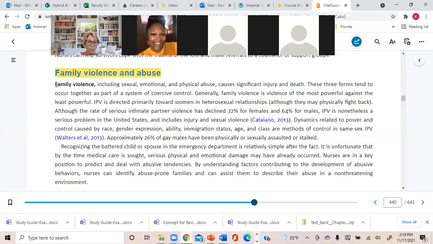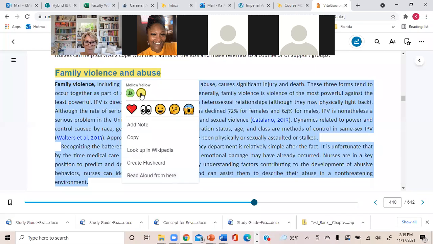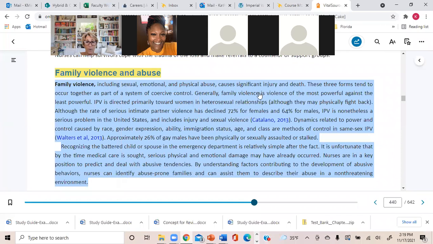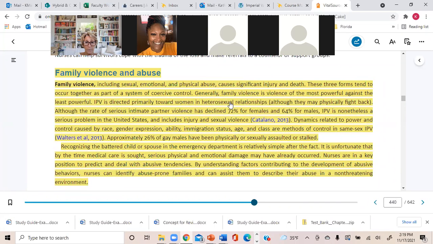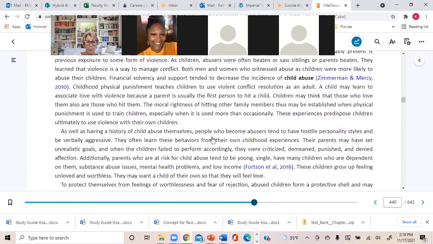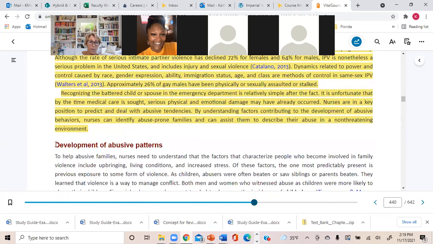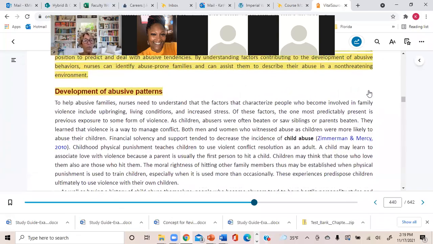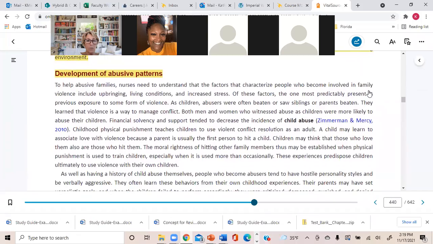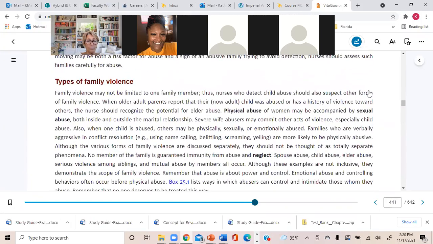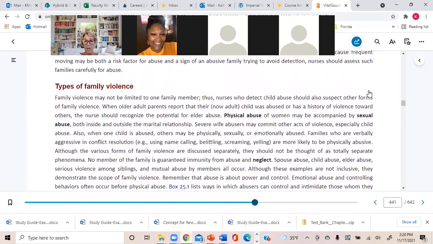I'd like for you to read this right here on page 440. This talks about how family violence develops. Here's the development of abusive patterns. Read this section, please, as well. You have to understand how these patterns develop in order to be able to recognize these clients when they come to you. And then it talks about what types of family violence there are.